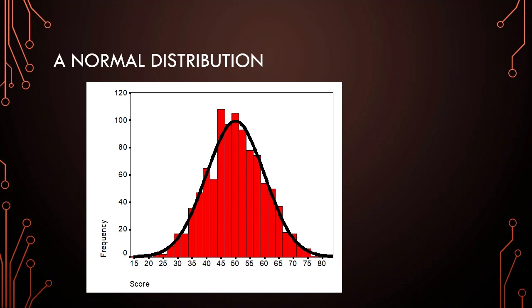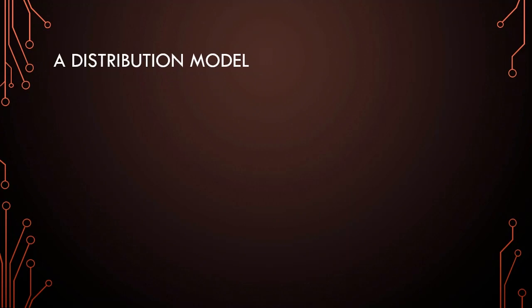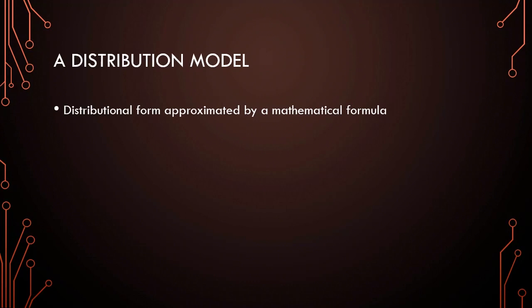Many standardized tests are designed so that the scores follow a normal distribution. We can know a lot about the properties of a test by knowing that it is modeled by a normal distribution and by knowing the parameters of that normal distribution, even if we don't even look at data obtained from test takers. That's what I mean when I say that a distribution model allows for the study of distributional characteristics with limited observations. So to review, in a distribution model, the distributional form is approximated by a mathematical formula.